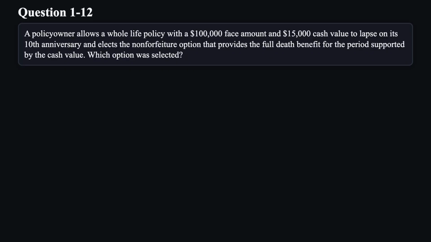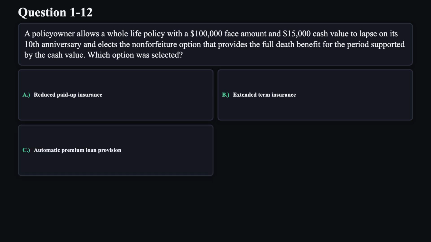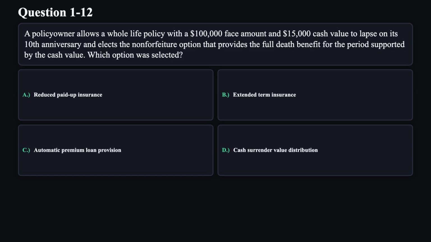Question 12. A policy owner allows a whole life policy with a $100,000 face amount and $15,000 cash value to lapse on its 10th anniversary and elects the non-forfeiture option that provides the full death benefit for the period supported by the cash value. Which option was selected? A. Reduced paid-up insurance. B. Extended term insurance. C. Automatic premium loan provision. D. Cash surrender value distribution.